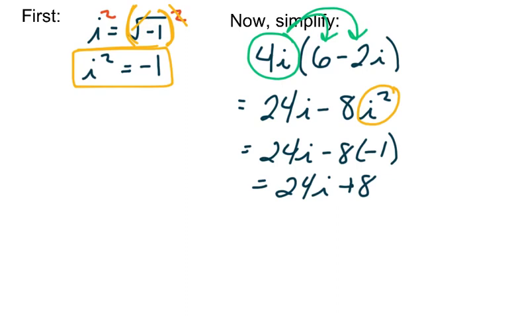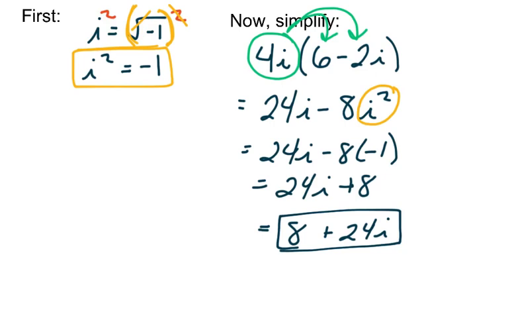It looks like we've got everything simplified and everything looks great. However, this is a complex number, so we have to write it like a complex number. Remember that a complex number has two terms, which this expression does. However, the first term has to be the real number, and the second term has to be the imaginary number. So this is what our solution should be, 8 plus 24i.